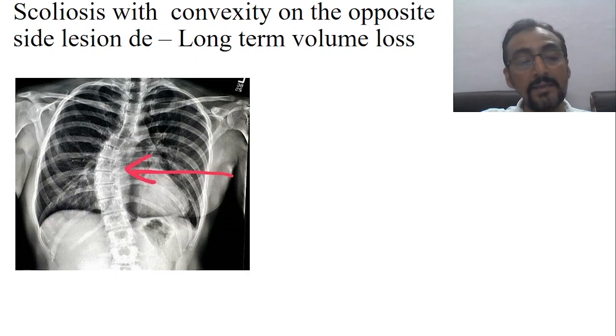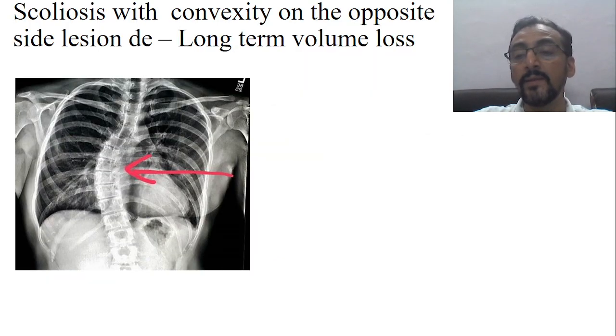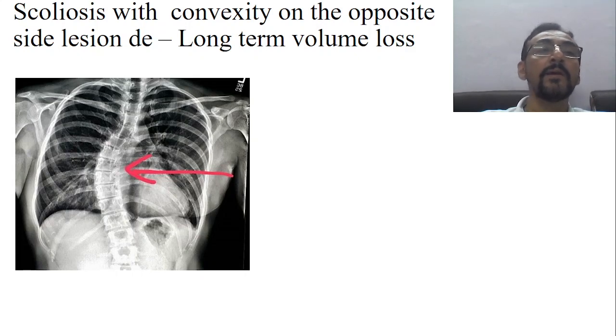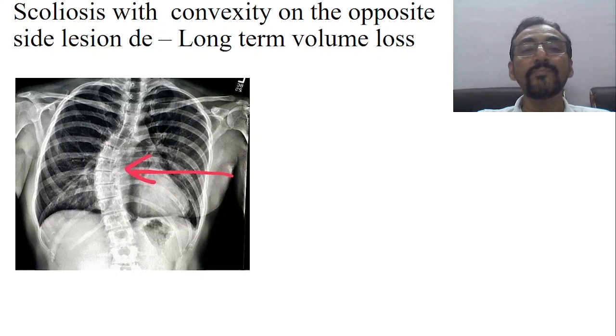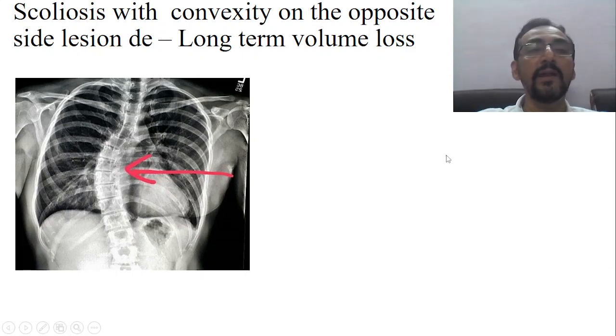Now another important thing that you have to see in the bone like ribs etc. is scoliosis with the convexity on the opposite side of the lesion. Okay, now if you look into this particular X-ray, this is the trachea. Just below the trachea, do you know what that is? That is the spine. Okay, this is the spine and this is the vertebral body. Now what actually happens? This is scoliosis. Scoliosis means side deviation.